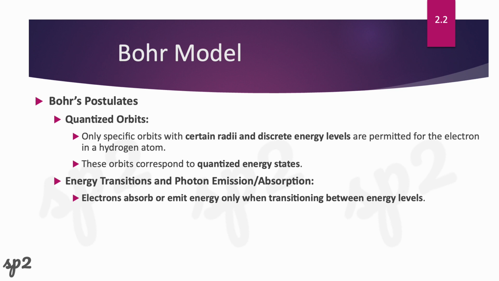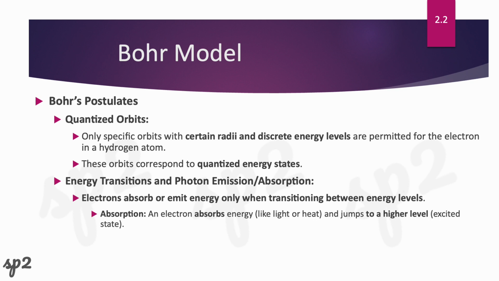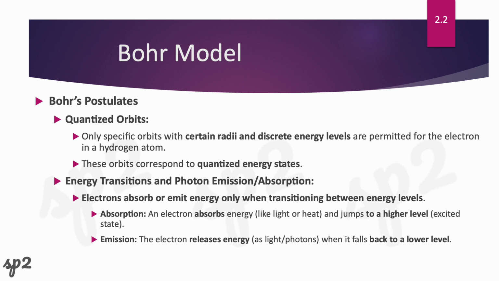Now, can we have a transition between the energy levels? Yes. If I have absorption, that means an electron absorbs energy, from light or from heat, and it can jump to a higher energy level. This is what we call the excited state. I can also have emission, if the electron releases energy when it falls back to a lower energy level. There's going to be more about excitation, absorption, emission, and relaxation as we go over the future lectures.